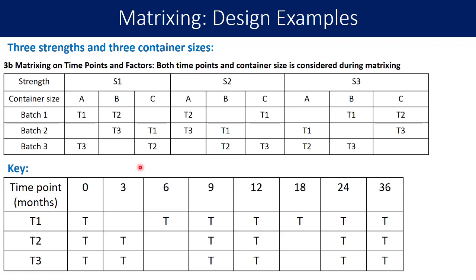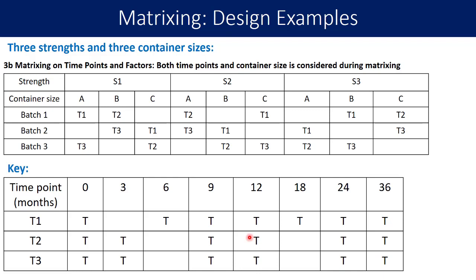Now let us understand the keys. So keys are going to remain the same. I hope you remember how we connected the keys with the designing part. T1 stands for the testing at initial, 6th month, 9th month, 12th month, 18th, 24th, and 36th month. T2 key stands for testing at initial, 3rd month, 9th month, 12th month, 24th, and 36th month. Similarly, the T3 key stands for testing at initial, 3rd month, 9th month, 12th month, 24th month, and 36th month.